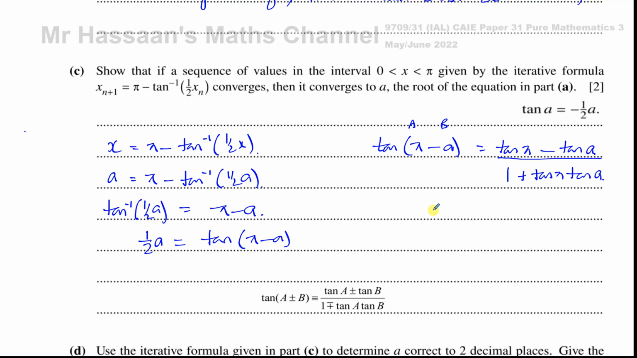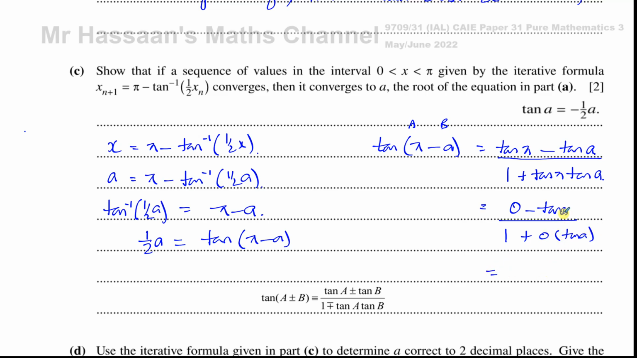So I've just applied this formula. Now this is going to give me the tan of theta is 0. So I have 0 minus the tan of A over 1 plus, and the tan of theta is 0, 0 times the tan of A. So of course this part becomes 0.